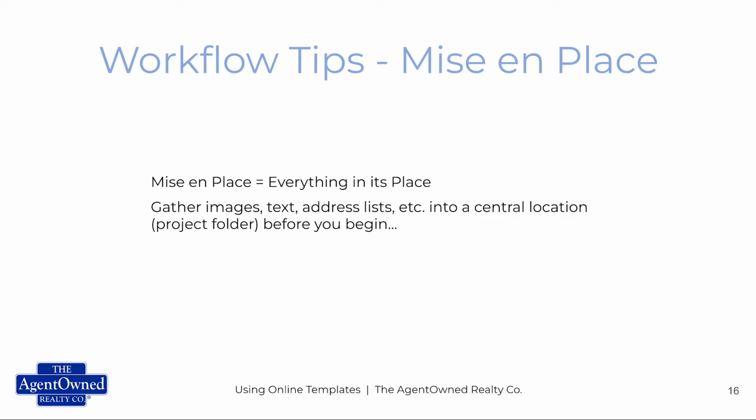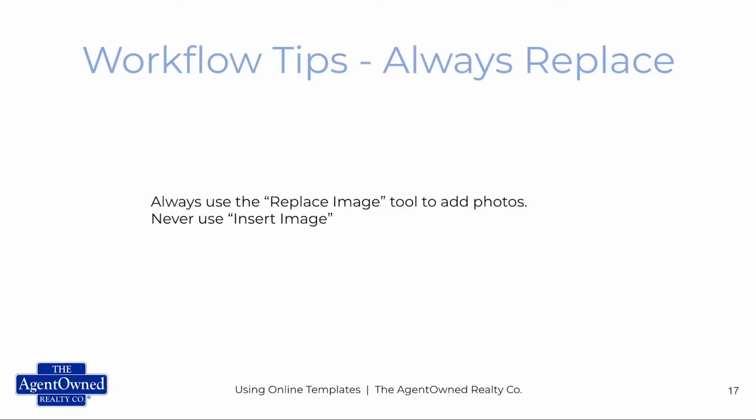So the best way to go about using these online templates is to get all of your images together for that property that you're going to use. Think about the text that you're going to use, pull that up, have your address list ready to go before you submit, all of those sort of things, and keep all of that in a central location like a project folder before you start. Always replace. This is very important because I still see agents doing this and doing it incorrectly. Always use the replace image tool to add photos. Never use insert images.